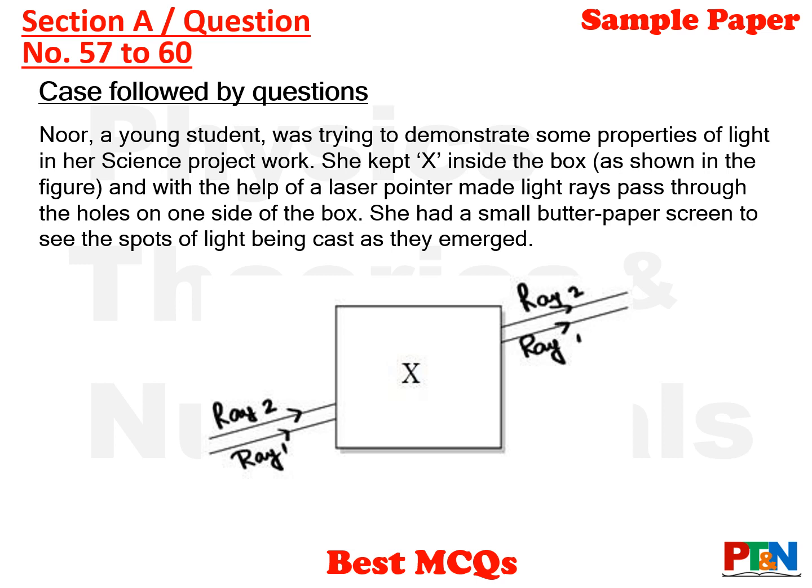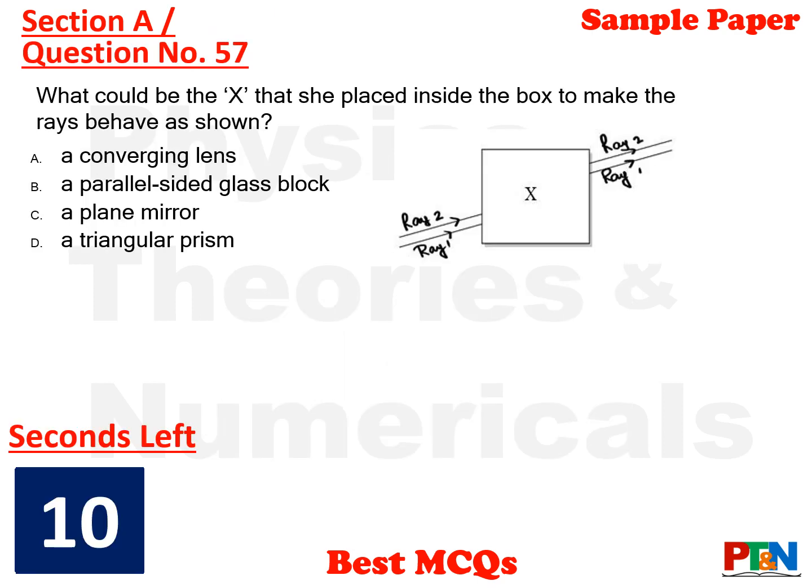So what has been shown? An unknown object X, set of incident rays, set of outgoing rays. From this diagram you need to answer the questions. 4 questions coming up. Question number 57. What could be that X item she has placed inside the box? 4 options. 10 seconds time for you. Your time starts now.